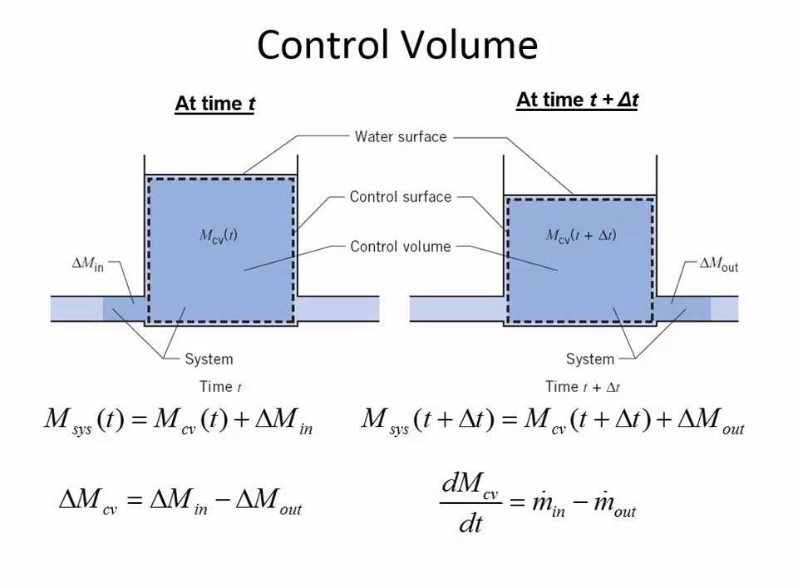Another way of expressing that same idea is to say that the change in mass in the control volume with respect to time is the mass flow rate in minus the mass flow rate out. The mass flow rate out was larger, which means that over time the mass in the control volume is going to be decreasing. So it would be negative.